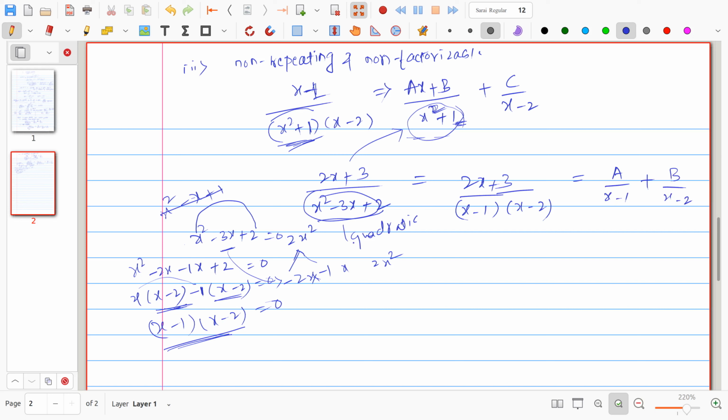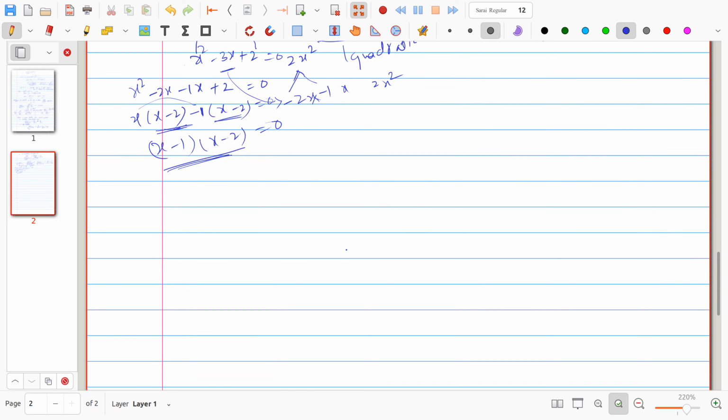What is the difference between this term and the quadratic term? Don't get confused. And now, what do we have to do if the rational fraction is given in terms of improper functions? What are improper fractions? An improper fraction is one where the degree of the numerator is greater than or equal to the degree of the denominator. This is the condition for improper fractions.